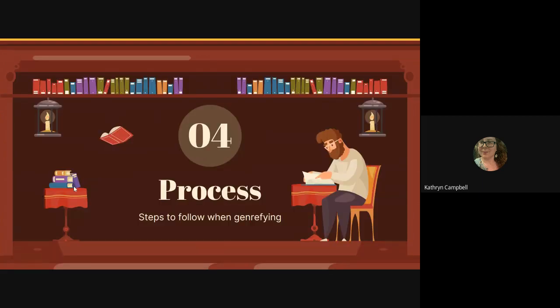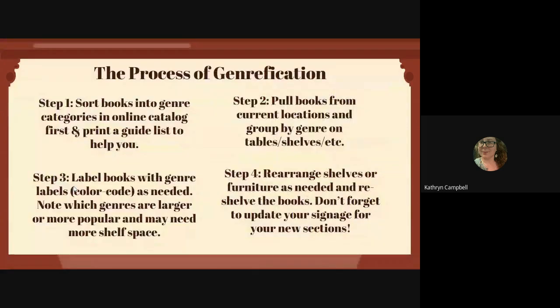All right, stage 4, process, steps to follow. So I broke it down into 4 very simple steps. It's really a lot more steps than this in some cases that I read, but I was talking to my school librarian in a personal interview, and when she did it, this is basically the method she used.